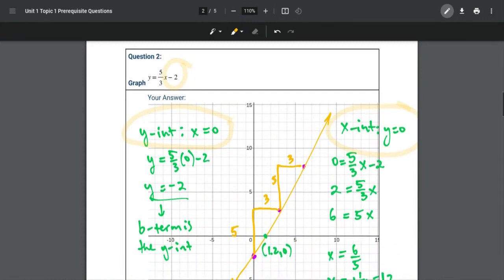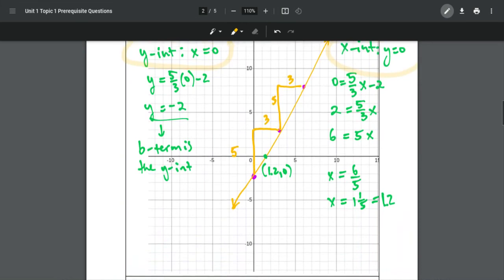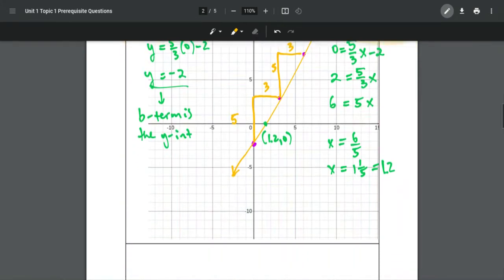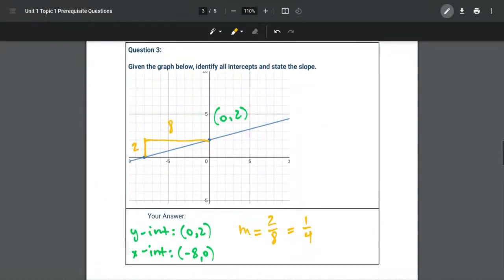But if you wanted to calculate it and prove that the y-intercept is at -2, you set x equal to 0 and you solve for y. And so it happens it is -2. Then number 3, they're simply asking for the intercepts as well as the slope.